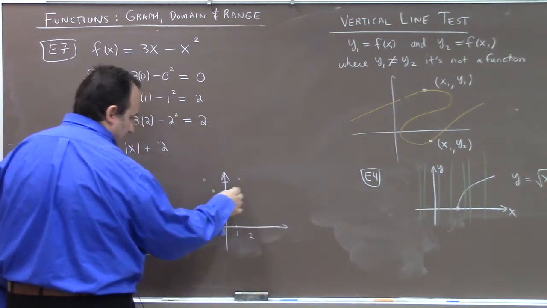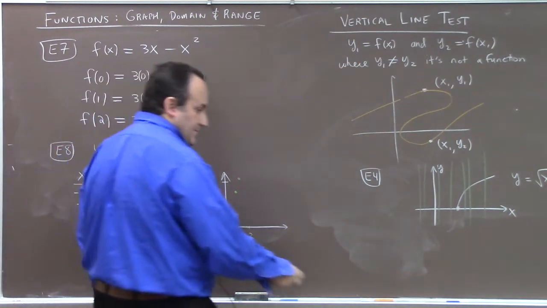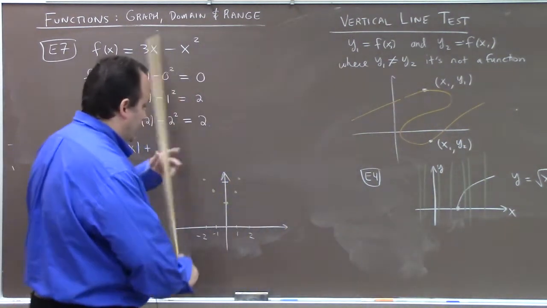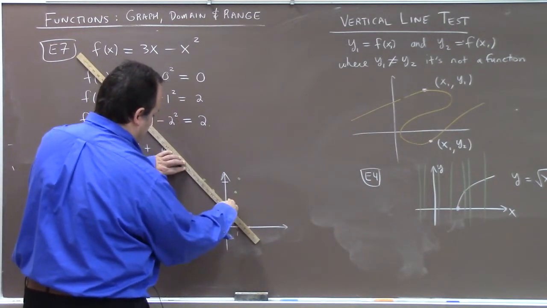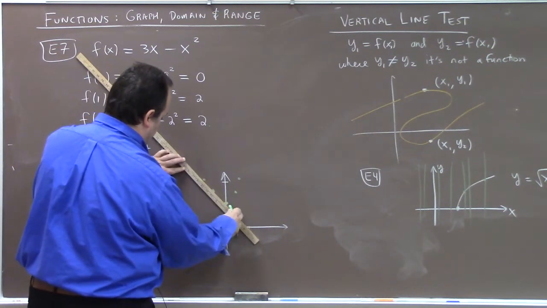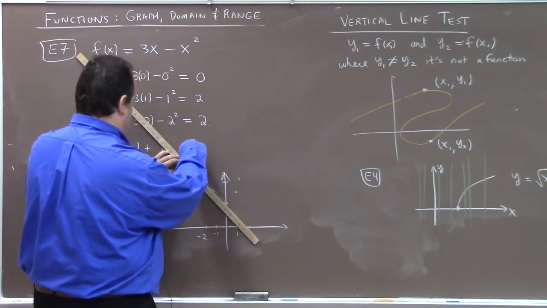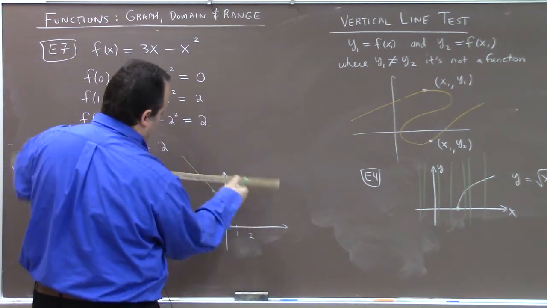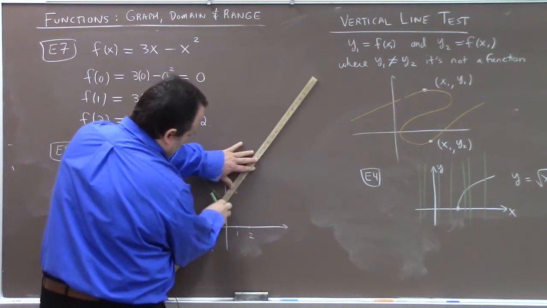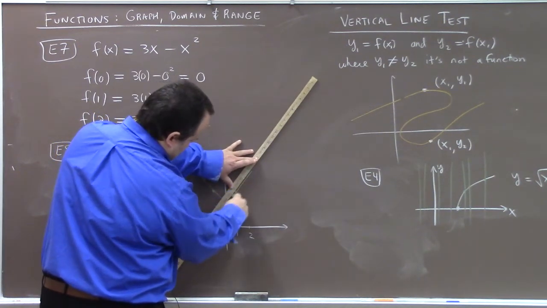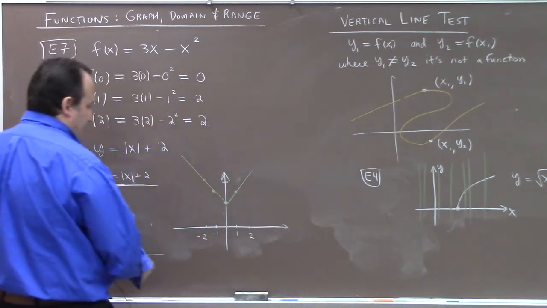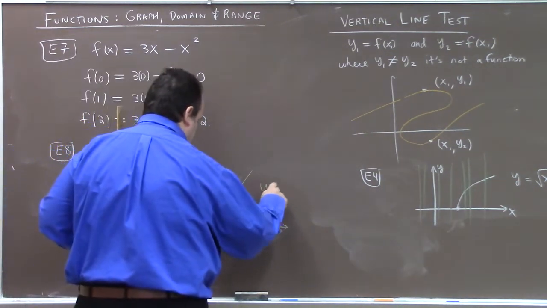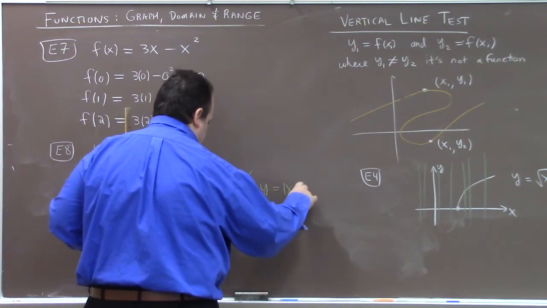What do we got? If I could draw it worth anything. It's a V, is what it is, if I did it right, carefully. It's a V, and the smallest it gets is at the y-axis where it intersects. So this is y equals absolute value of x plus 2.